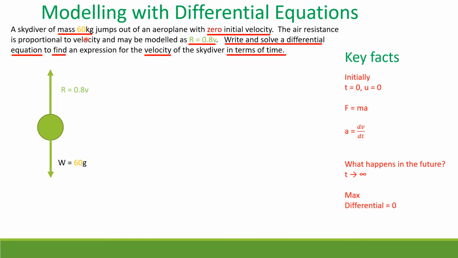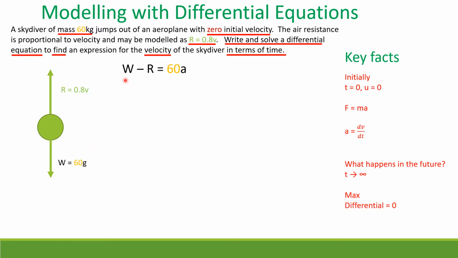We're told the mass of the skydiver is equal to 60. Now we've got our diagram drawn, we're going to use Newton's second law here, which is F equals ma. Now my net force is the overall force. The force acting down is the weight, which is 60 g, take away the resistance, which is 0.8 V, because the skydiver will be moving down, so the weight has got the bigger value. So we've got 60 g take away the 0.8 V.